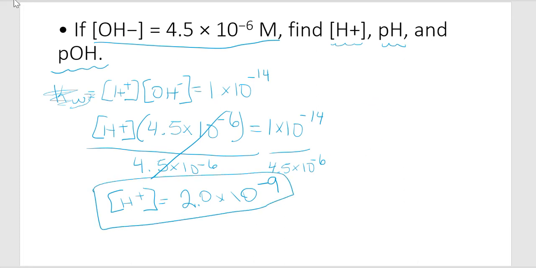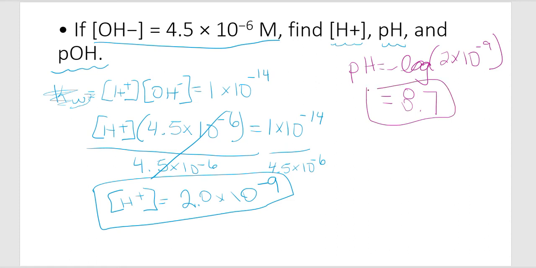Alright, the next one is pH and pOH. So we're going to find the pH by taking the negative log of 2 times 10 to the negative 9. If I plug that into my calculator, I'm going to go ahead and plug in 2 times 10 to the negative 9, logarithm. I end up with 8.7. I'm going to go ahead and round it. So my pH is 8.7.